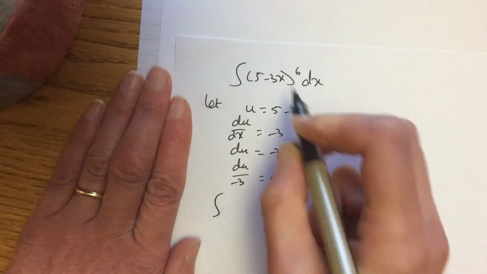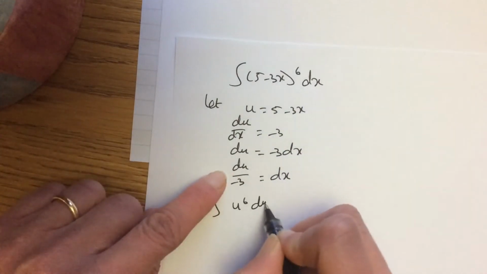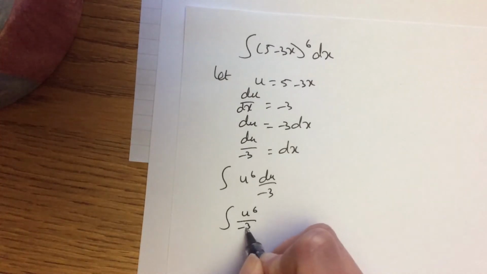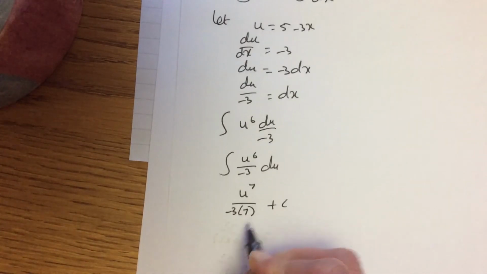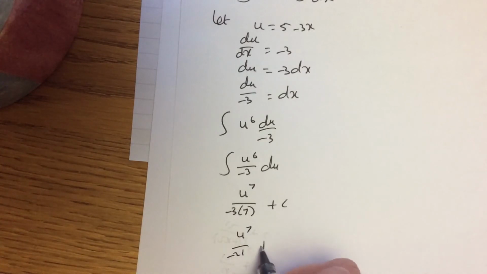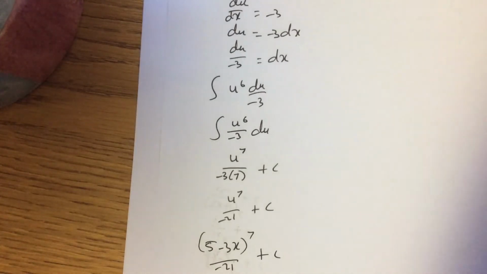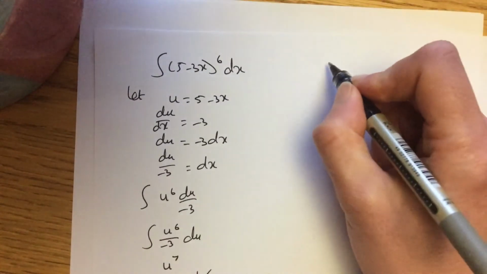Remember that's multiplying, so it comes over to be a division. Take your integral sign. That is your u, so u6. Dx is du over negative 3. Okay, so it's u6 over negative 3 du. Add 1 to the power and divide by it. Don't forget your c. So it's u7 over minus 21, add c, and put your u back in the end. 5 minus 3x to the 7 over minus 21, add c. I just find that very long. Anyway, this is the way I would do that.